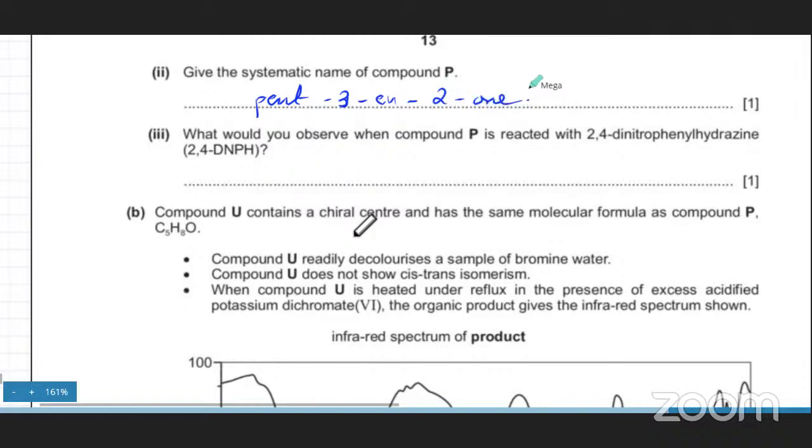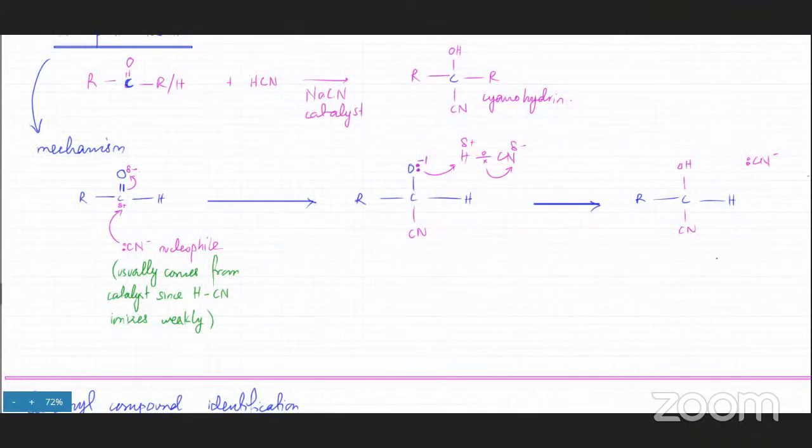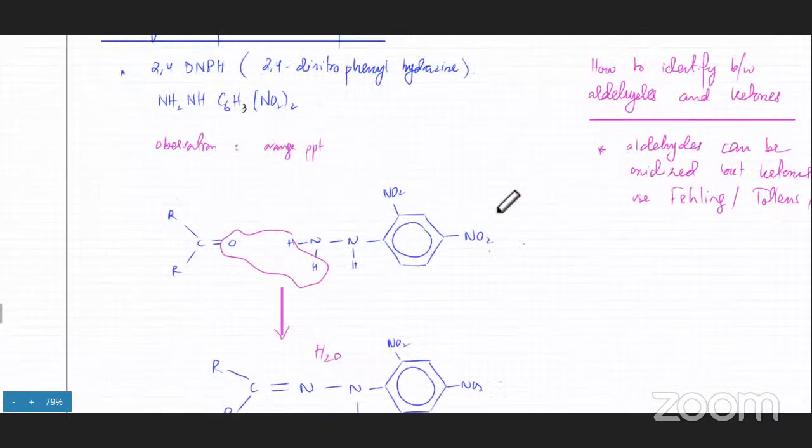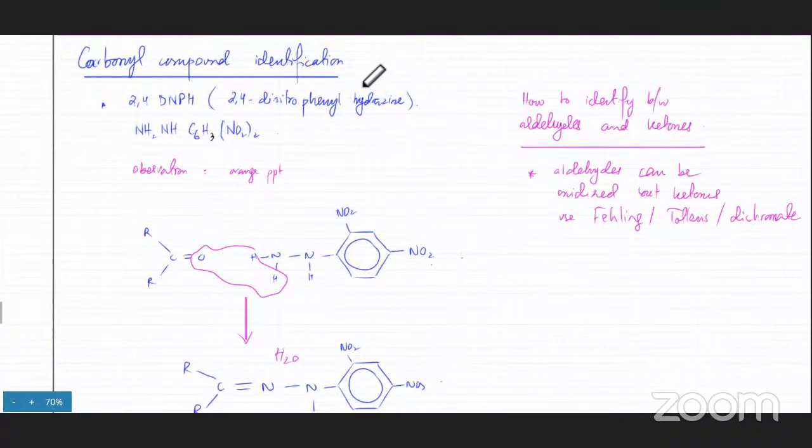So anyways, moving to the next one: what would you observe in compound P reacted with 2,4-DNPH? 2,4-DNPH, dinitrophenyl hydrazine, gives a positive test for aldehyde and ketone. So you're going to get an orange precipitate. Where's our aldehyde and ketones? Somewhere over here. This one. So carbonyl compounds, this was used as an identification test for carbonyl compounds, which was 2,4-dinitrophenyl hydrazine. It's this molecule over here. It's a benzene with 2 NO2 groups. So that's dinitro. And then there's this hydrazine part.